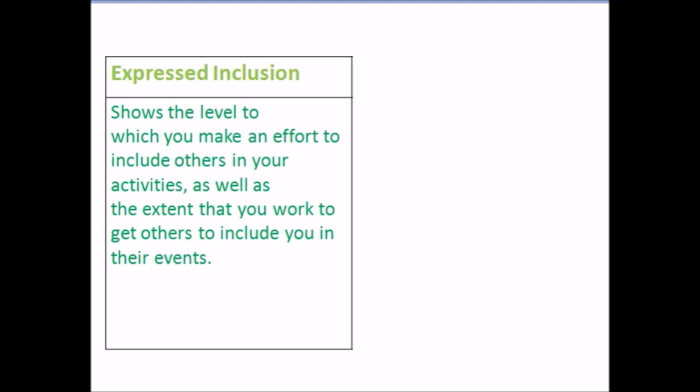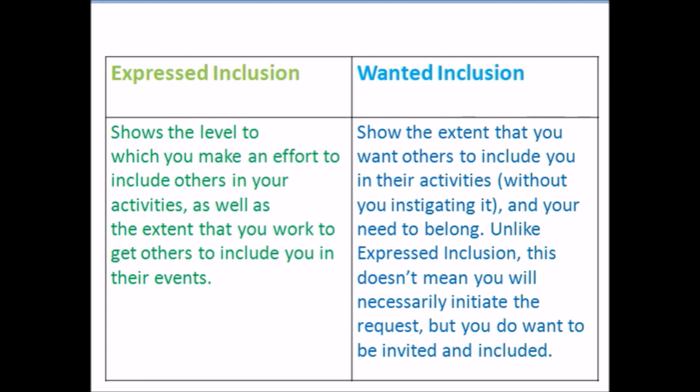The second section is wanted inclusion. Wanted inclusion shows the extent that you want others to include you in their activities, however, without instigating it, and your need to belong. Unlike expressed inclusion, this doesn't mean you will necessarily initiate the request, but you do want to be invited and included. This section reminds me a lot of the wallflower delegates who actually want to be involved in anything, basically in team building, in committee work during EYP sessions. However, they are too shy or uncomfortable to instigate that they really want to be included.